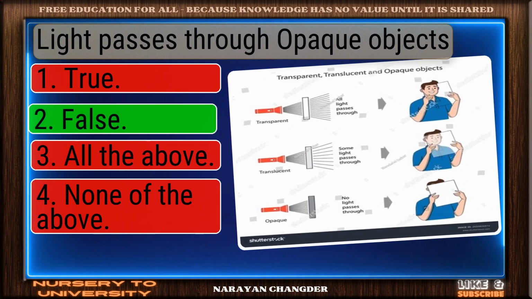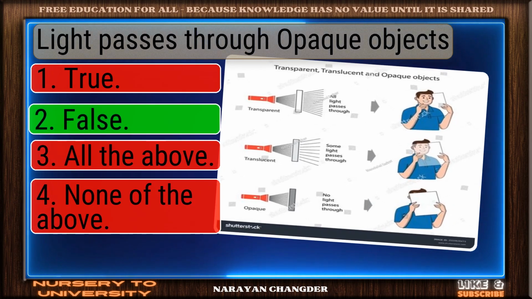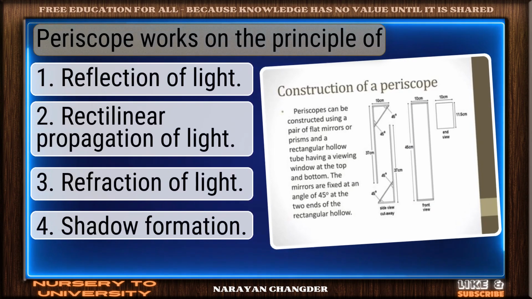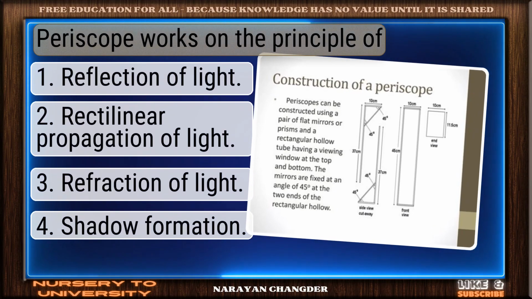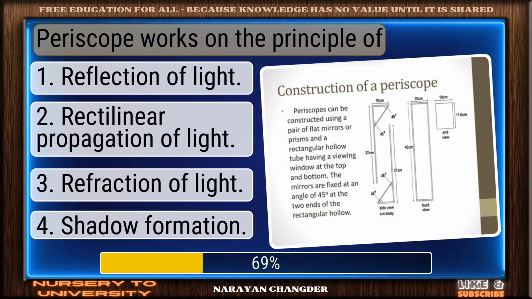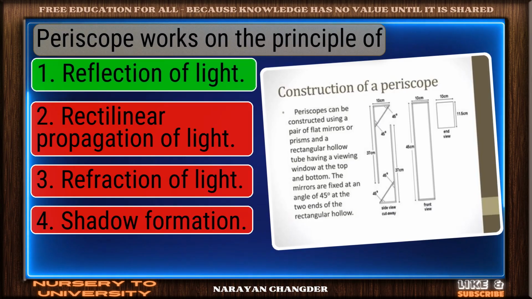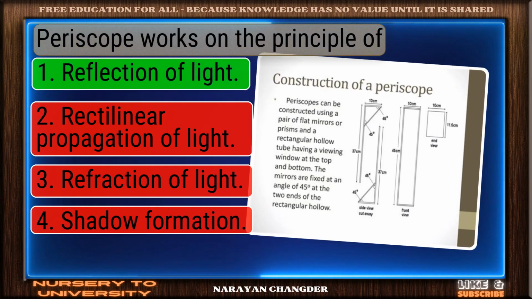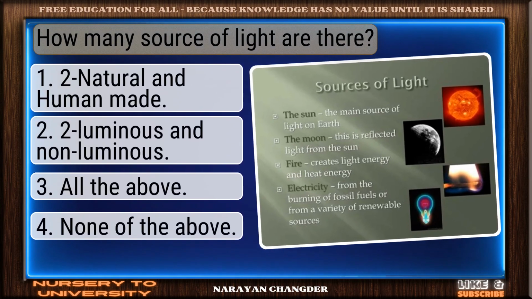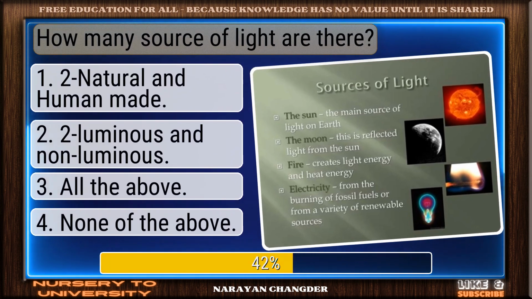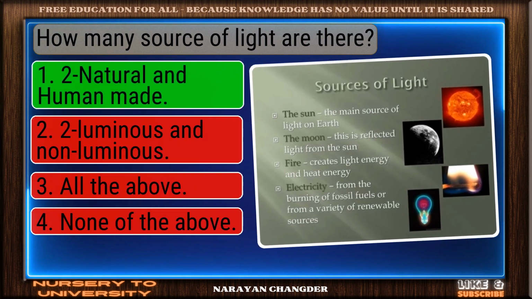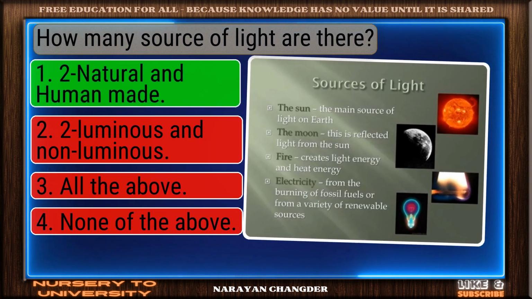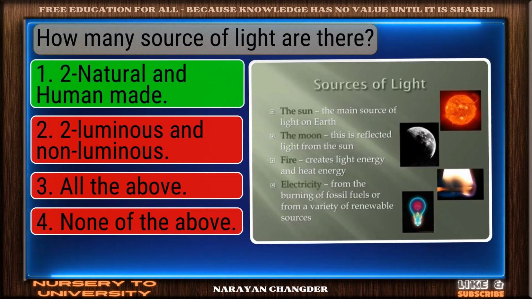Nice work. You chose false, and it is correct. Periscope works on the principle of. Bravo. Reflection of light is the answer. How many sources of light are there? Smart move. 2 natural and human-made is an accurate answer.